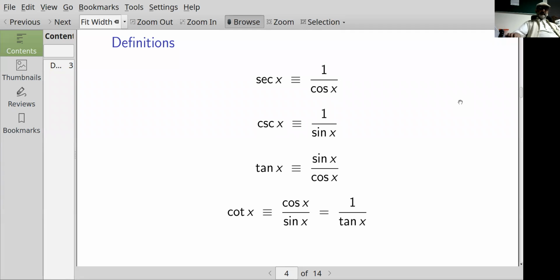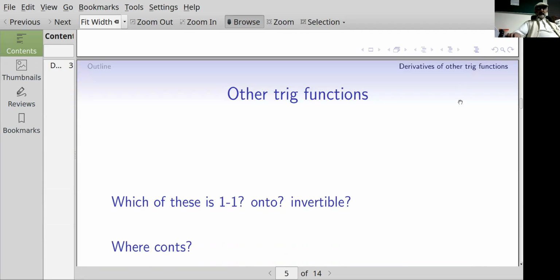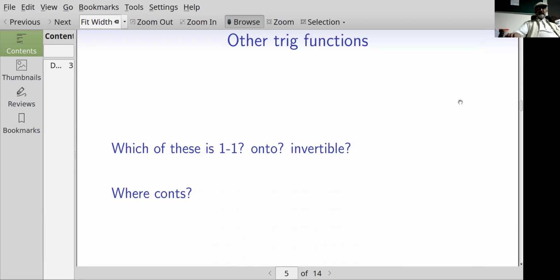If we want their derivatives, then we can calculate some of the derivatives using the reciprocal rule, and we can calculate other derivatives using the quotient rule. These functions are continuous wherever they're defined. The way we've defined them, they are not one-to-one, onto, or invertible.